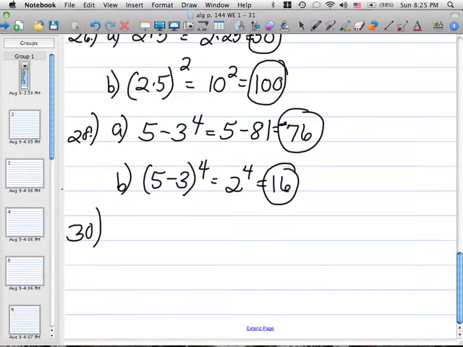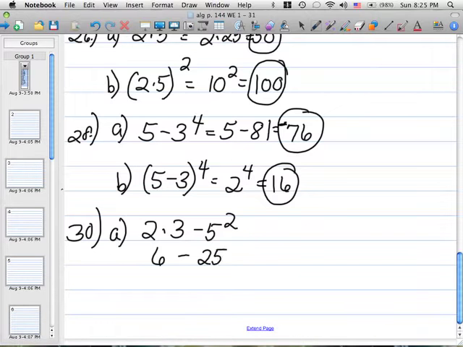And problem number 30, part A, 2 times 3 minus 5 squared. We can do the multiplication right away, and then we have to do the power, 25. Remember, you don't add or subtract until the end. 6 minus 25, that's a positive 6, and negative 25, that would be 19, and there's more negative, so it's negative 19.